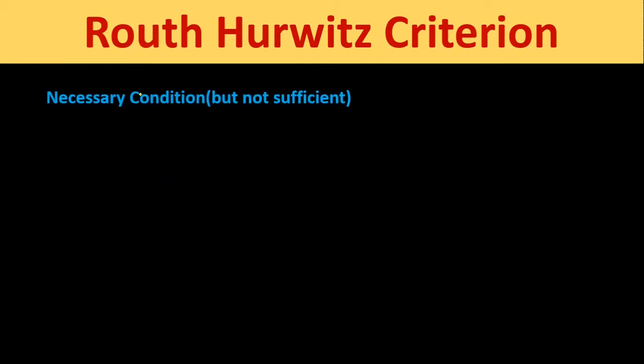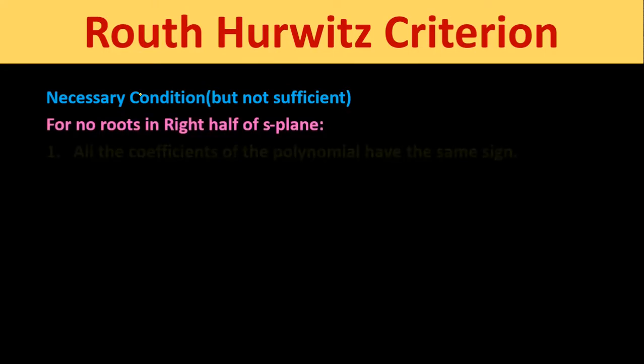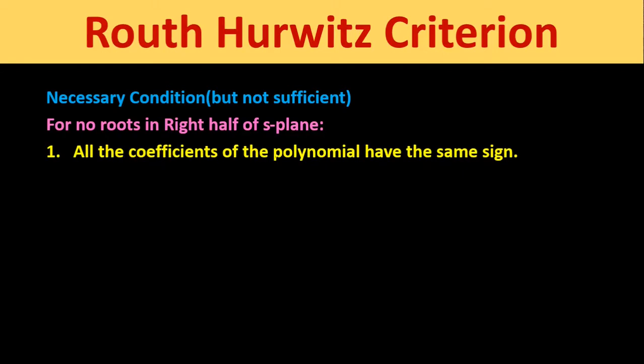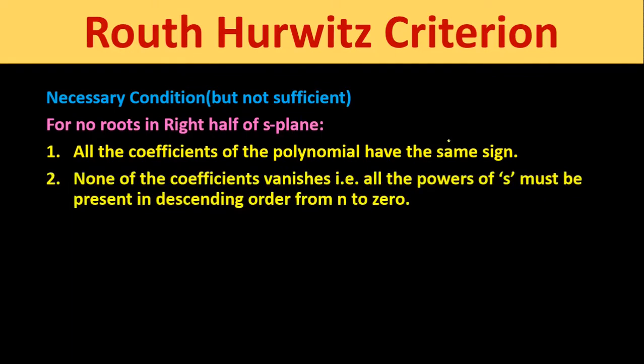Now let us discuss the necessary conditions, but not sufficient conditions, for Routh-Hurwitz criteria. In order that the characteristic equation has no roots on right half of S-plane, the necessary conditions are: first, all coefficients of the polynomial have the same sign. That means all the coefficients of the characteristic equation either should be positive or should be negative. Second, none of the coefficients vanishes. That is, all the powers of s must be present in the descending order from n to 0.